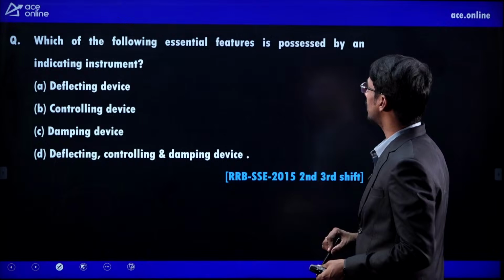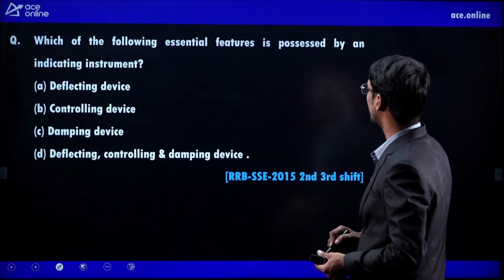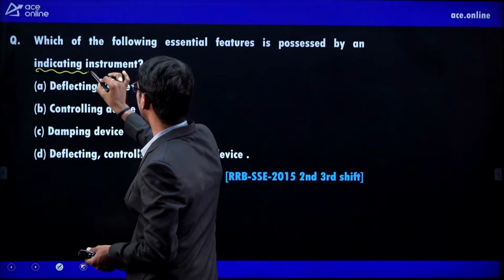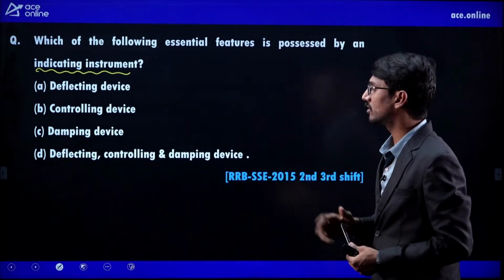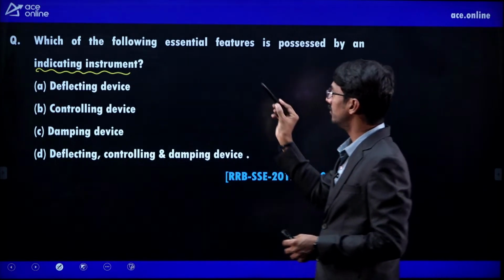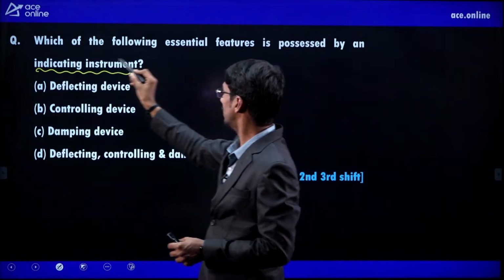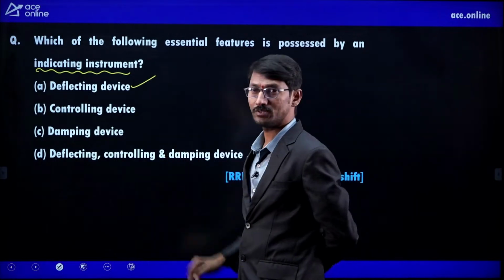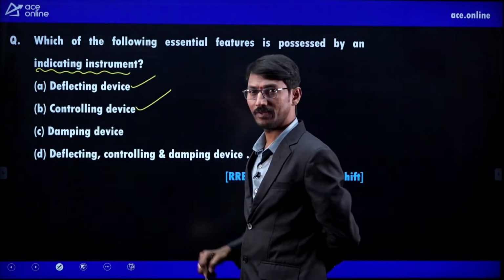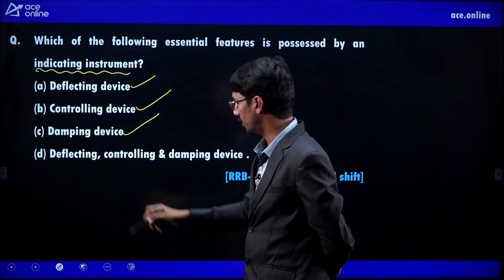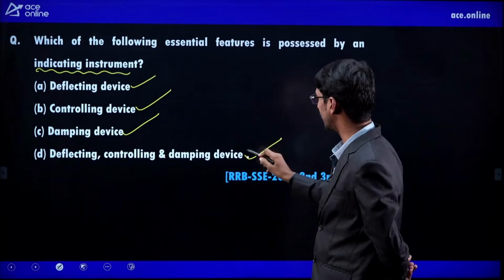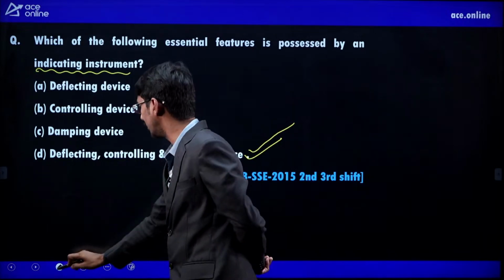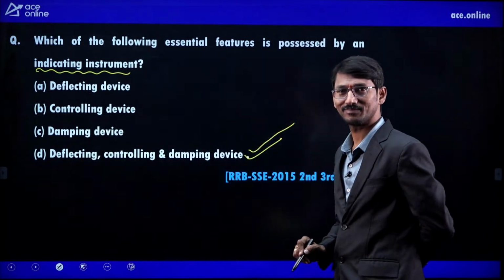Next one. Which of the following essential features is possessed by an indicating instrument? Same thing we have already taken. All these are previous questions only. Guys, deflecting device we definitely require, controlling device we require, damping device we require. In this option, deflecting, controlling, damping, yes, all are required. So all are given, not individually. So all are given, that will be the correct one. Right? Next one.